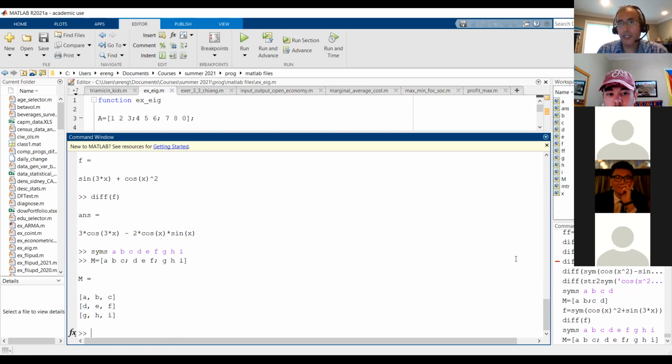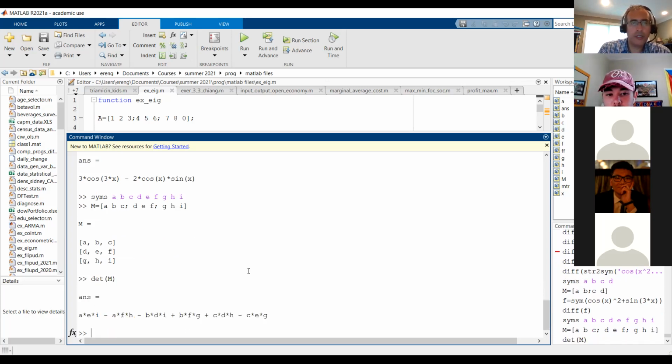There you go, guys. So you have defined already your matrix as symbols, and then you can find the determinant of M. And here you go. Make sense? Questions? So let me do the other one.